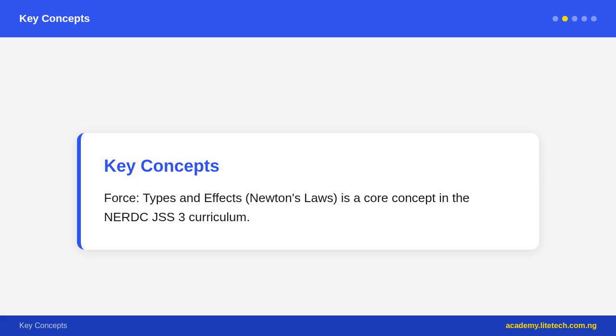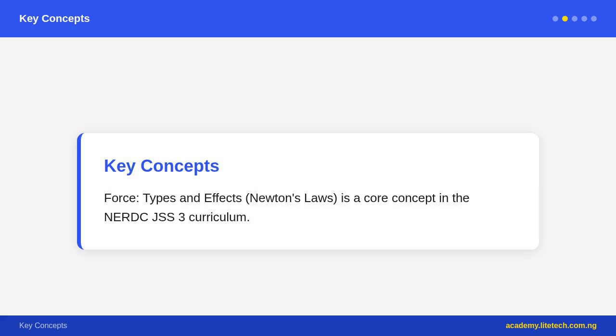5. Tension, force transmitted through a string, rope, or cable when pulled. 6. Normal force, the perpendicular force exerted by a surface on an object resting on it, holds the object up against gravity. 7. Applied force, a force directly applied to an object by pushing or pulling.